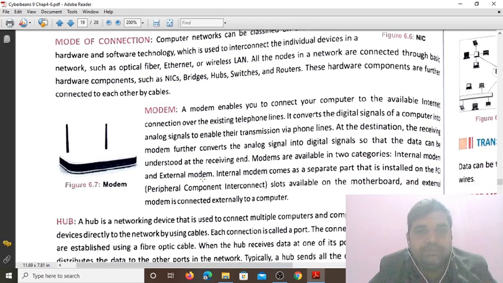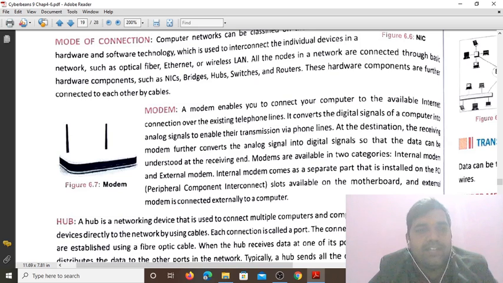Now this is the modem. This modem enables you to connect your computer to the available internet over the existing telephone line. Modem is used to connect the computer over the telephone lines. So if you want to connect your computer over the telephone lines, we use this modem. Modem is called modulator, demodulator.